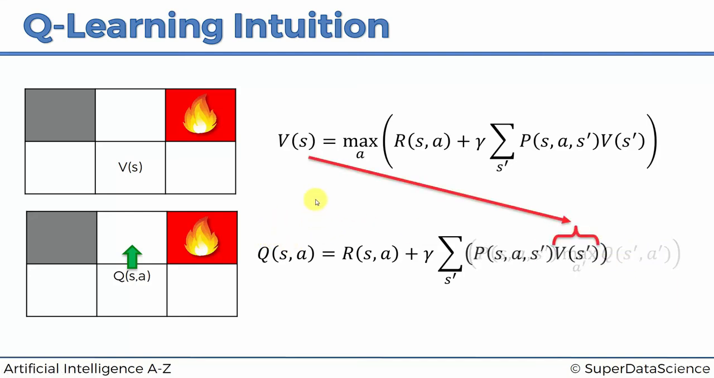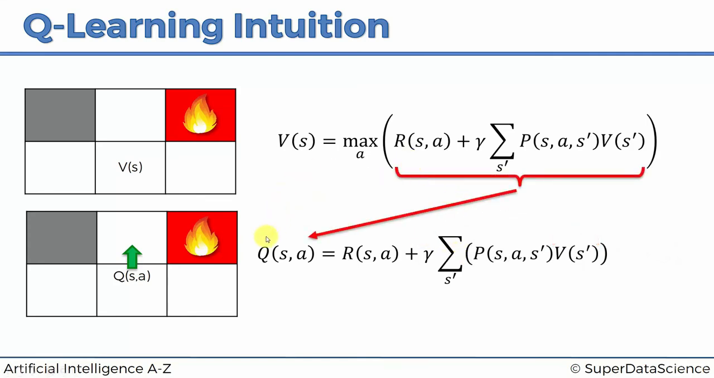So now, as you can see, let's go through that again. From what we derived, just through logic and intuition, we can see that V of S and Q of S and A are actually linked.